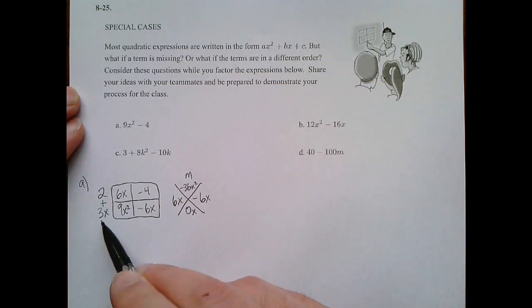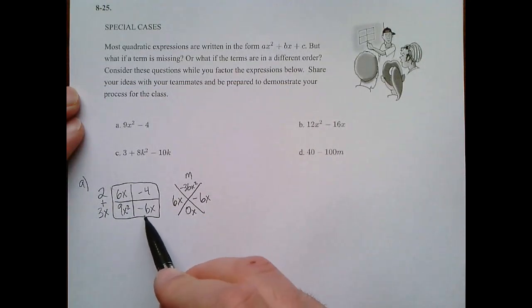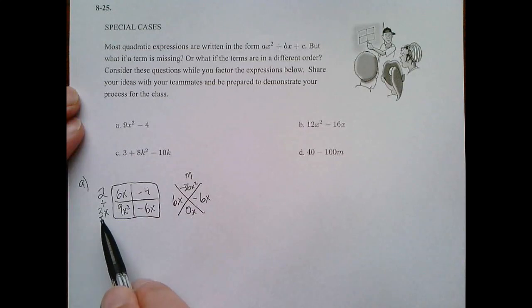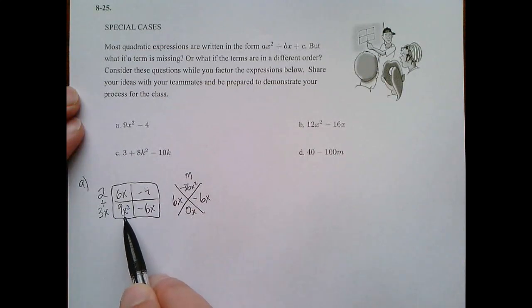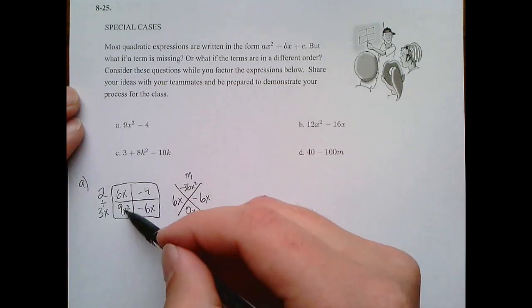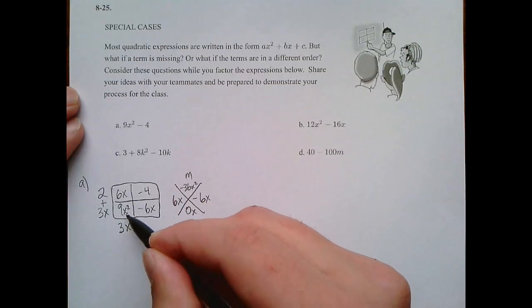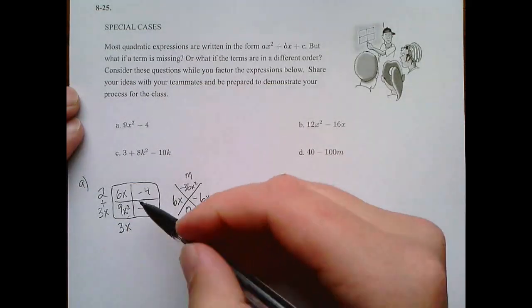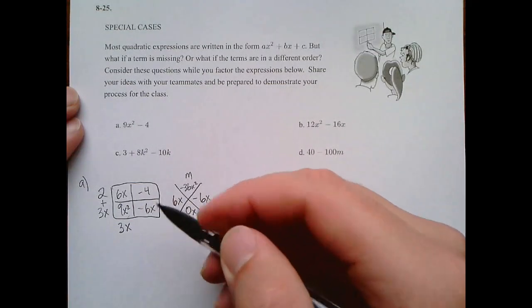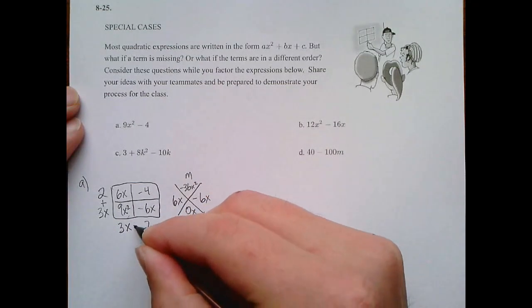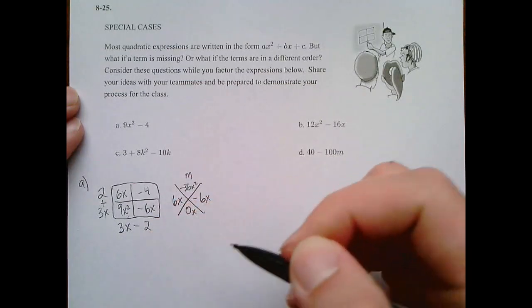Because 9 and 6, the biggest thing they have in common is 3, and these both have an x in common. I could do 3x, and that's going to be positive because 9x squared is positive as well. How about going down this way? The GCF of 6x and 9x squared is 3x, and it's positive because 9x squared is positive. How about the GCF of negative 4 and negative 6x? This is 2, and it's going to be negative because negative 6x is negative.